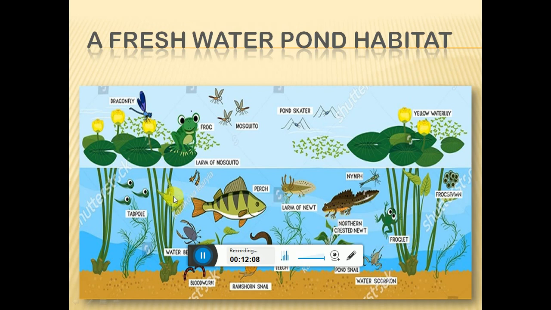And if we talk about the upper surface of the water, there are dragonflies, frogs, larvae of mosquitoes, mosquitoes themselves, and yellow water lilies. So this is basically a complete picture of a freshwater pond habitat where different types of species live together, because they find their place to live, and also they find their food here. That is why this place is a habitat of the different species.